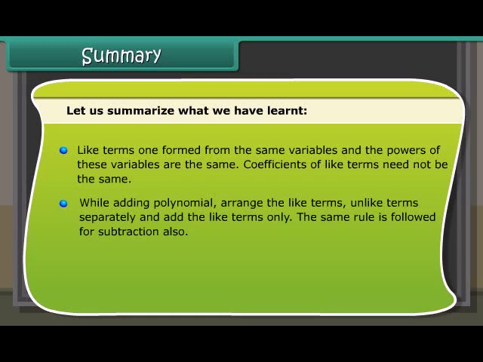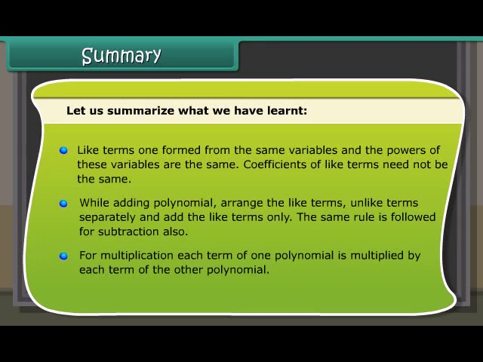While adding polynomials, arrange the like terms and unlike terms separately and add the like terms only. The same rule is followed for subtraction also. For multiplication, each term of one polynomial is multiplied by each term of the other polynomial.